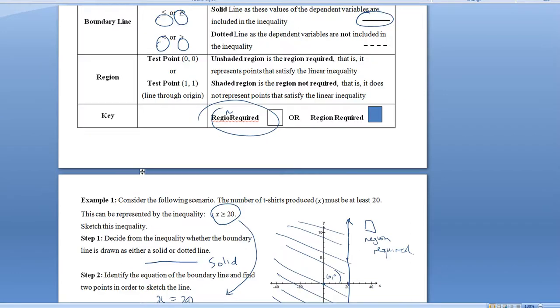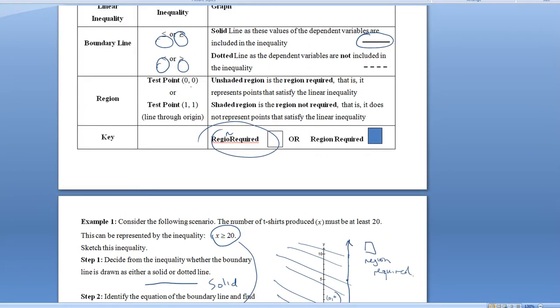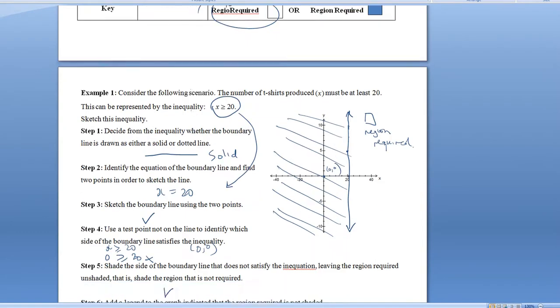Okay, and just going back to it, the key with test points is you use 0, 0 in most situations, but if the line goes through the origin, then you want to use a test point that's not on the line itself. Okay, so 1, 1 is a suggestion. It might need to be 1, 2 depending on the function, but 1, 1 is also a really helpful one.